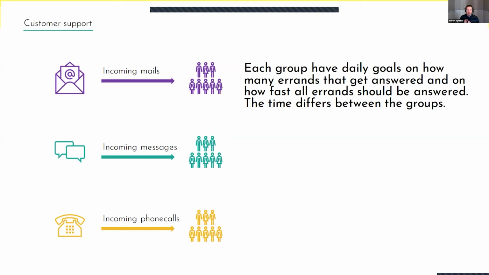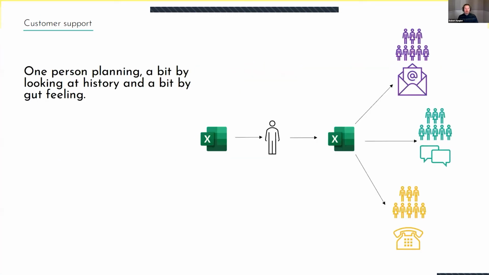So the important thing to take away here is that they actually have goals. So there is some way to measure how well they are performing, and maybe also how well the planning has been done. If you plan too few employees to work with mails, then you will not be able to reach the daily goals. So how it worked before is that you had one person that was doing the planning, a bit by looking at history and a bit by gut feeling, which creates a lot of issues.